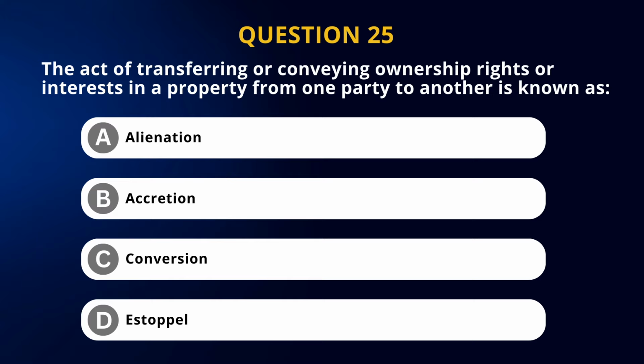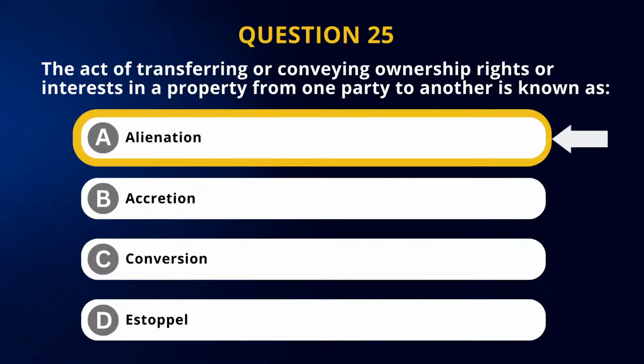Question number 25. The act of transferring or conveying ownership rights or interests in a property from one party to another is known as letter A, alienation. Letter B, accretion. Letter C, conversion. Letter D, estoppel. And the answer is letter A, alienation.